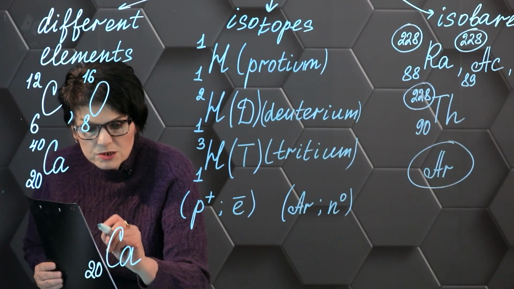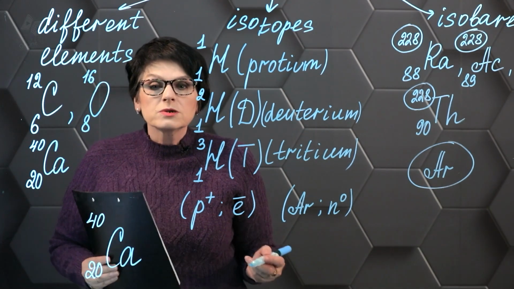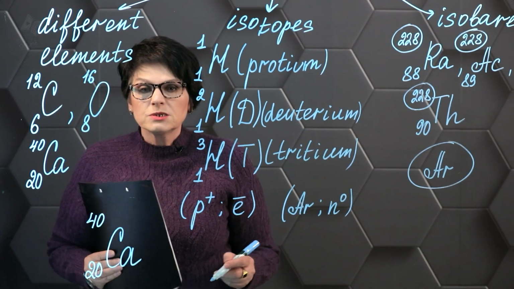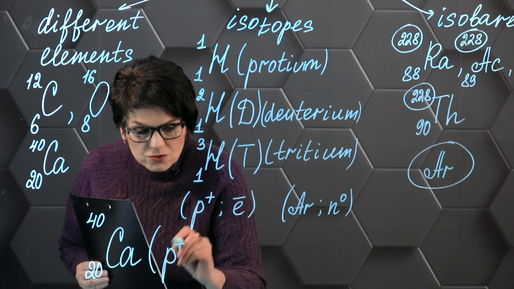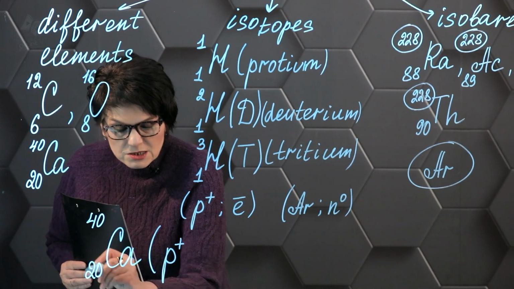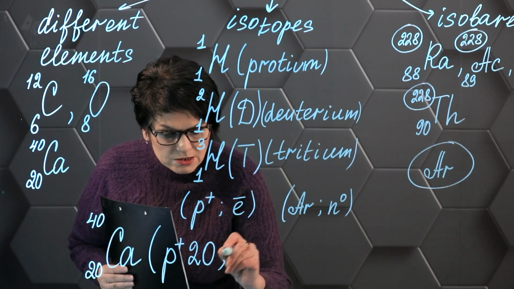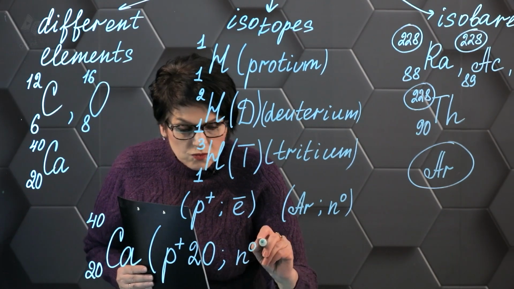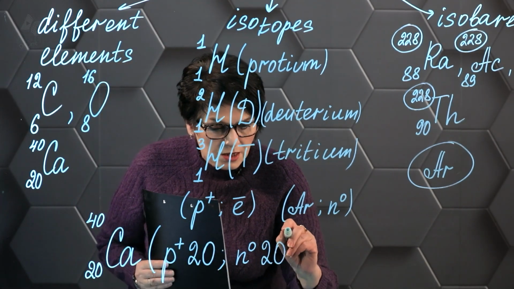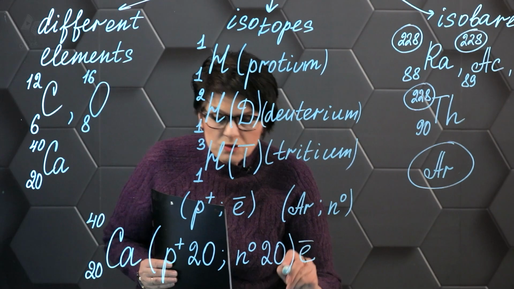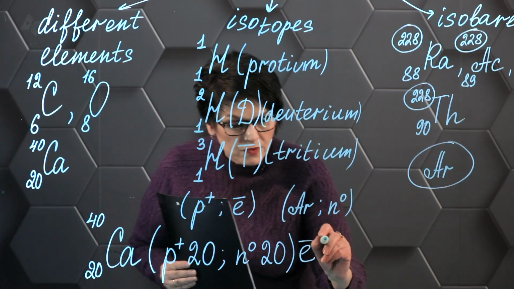Its atomic number is 20 and its mass is 40. If we want to write down briefly how many particles are in this atom, we can write it down like this. Then the protons this element will have, according to its ordinal number or atomic number, will be 20. Its neutrons will be 40 minus 20, also 20, and the electrons around the nucleus will, according to its serial number and the number of protons, also be 20.